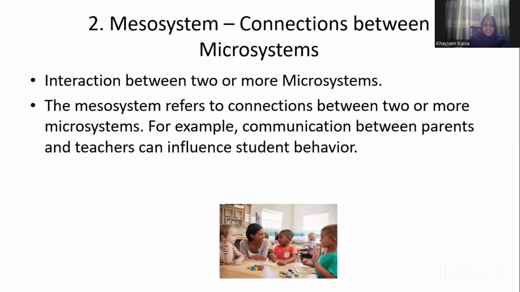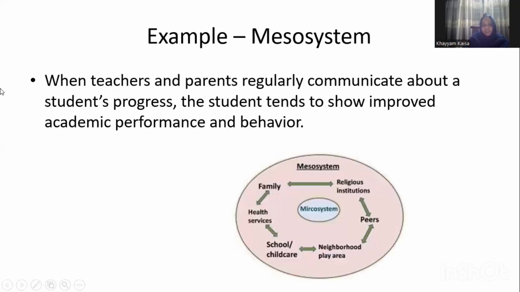That means this system reflects the interaction between the elements of the child's microsystem. For example, the relationship between students' home and school. When teachers communicate regularly with parents and caregivers, it helps create consistency between school and home expectations. Teachers can support this by holding parent-teacher meetings, sending updates, or using apps that allow parents to track behavior and progress, like that. So here I have the examples of mesosystem.